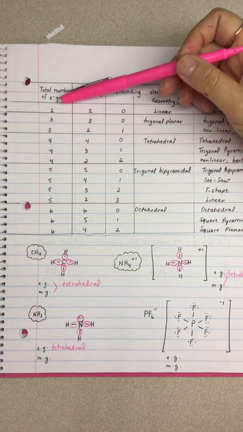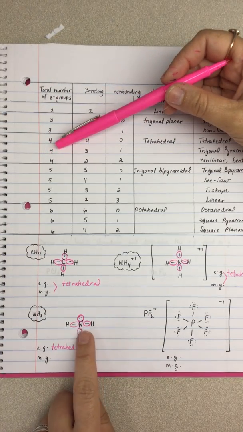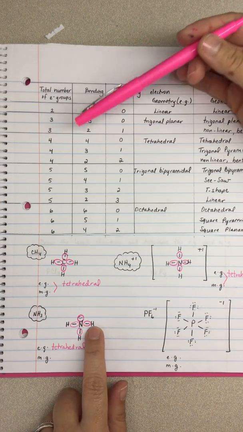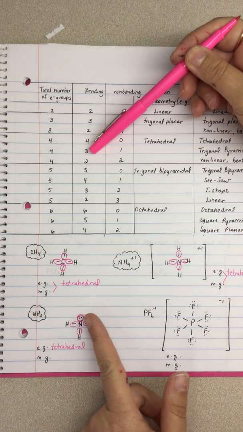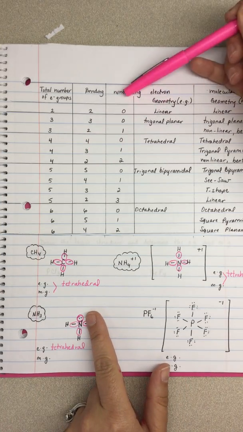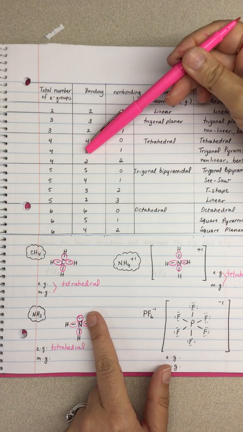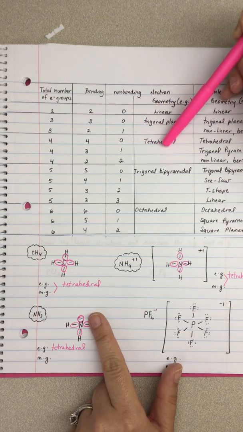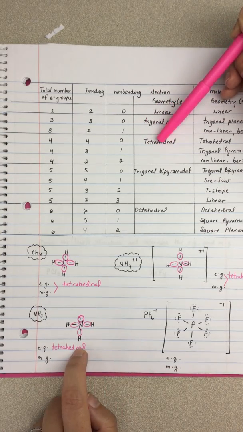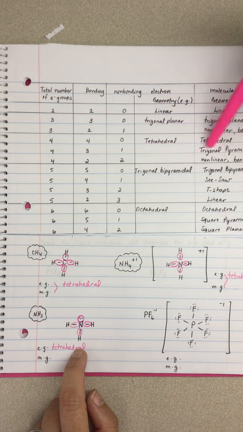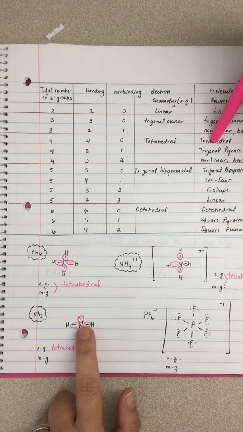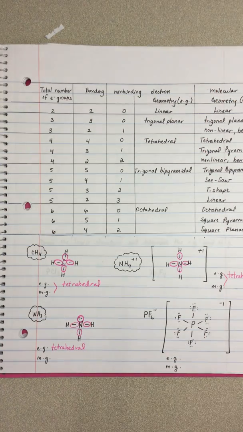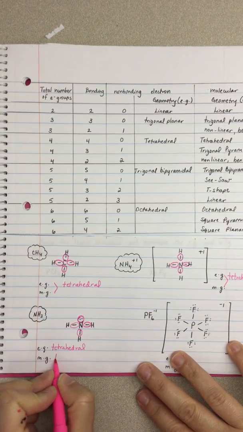So out of your total number of 4 electron groups, 3 of them are bonding because it's forming a bond between the nitrogen and the 3 hydrogens. So you're looking at 3 bonding. And you have 1 lone pair of electrons, which is 1 non-bonding. So out of your 4, 3 are bonding, 1 is non-bonding. Electron geometry is still tetrahedron, which is the one that I have right there. But now your molecular geometry is not tetrahedron because you have 1 lone pair of electrons. Your molecular geometry is going to be trigonal pyramidal.